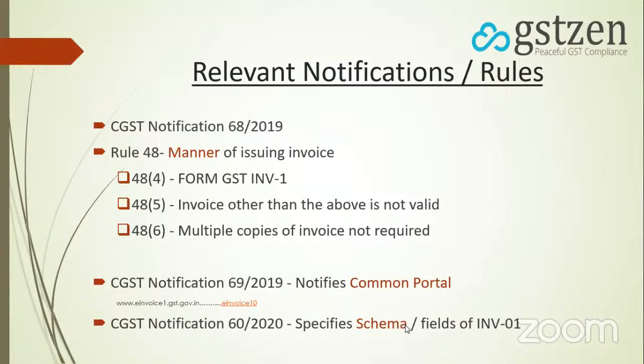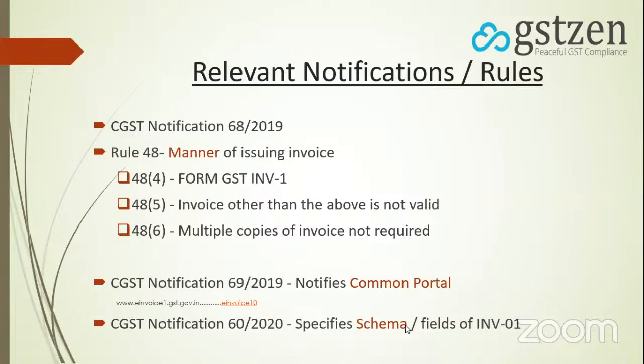Now, speaking of rules, CGST notification 68/2019 gives the rules. Under that, it says rule 48. It gives the manner of issuing invoice. Rule number 48, sub rule 4 gives form GST INV-1. It shows the form in which the invoice should be issued by whoever is eligible for e-invoicing.